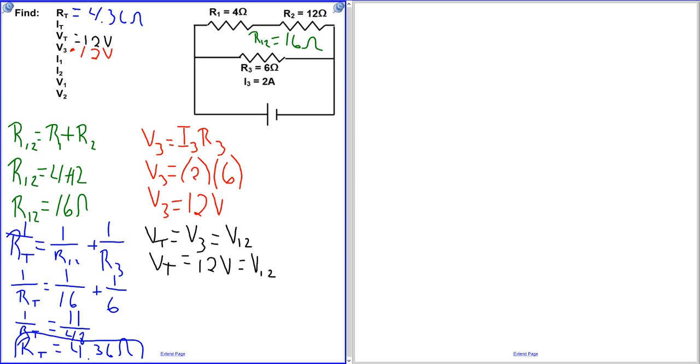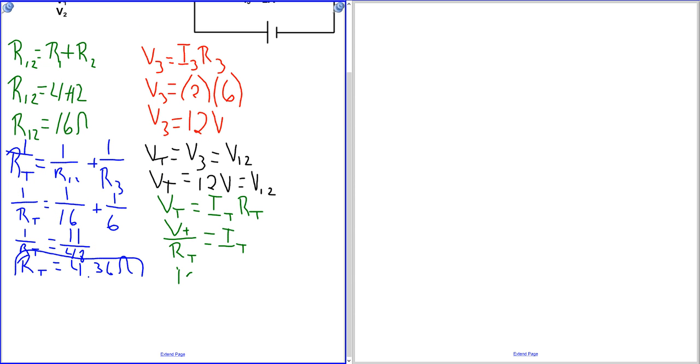So let's pick another color so we don't get anything mixed up here. I'll go back to green, and I can say, with Ohm's law, that V total equals I total times R total. And since I'm looking for I, I could say that my total voltage divided by my total resistance equals my total current. So I have 12 volts divided by 4.36, and that ends up being 2.75 amps.